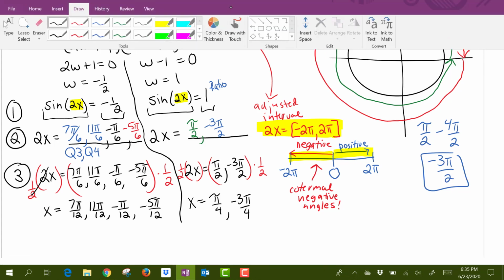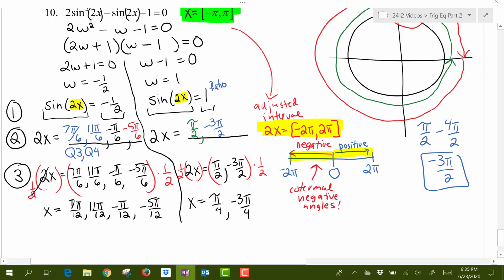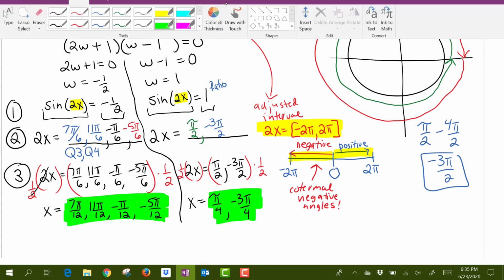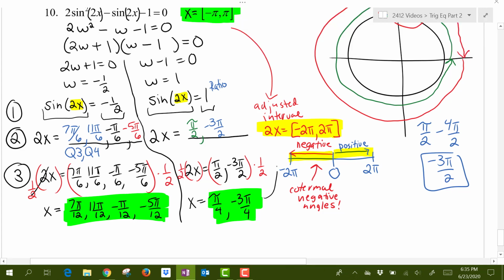And for this equation, we actually end up with 6 solutions. 7 pi over 12, 11 pi over 12, negative pi over 12, negative 5 pi over 12, and then also pi over 4 and negative 3 pi over 4. All of these solutions now fit within the original given interval of negative pi to pi for x.